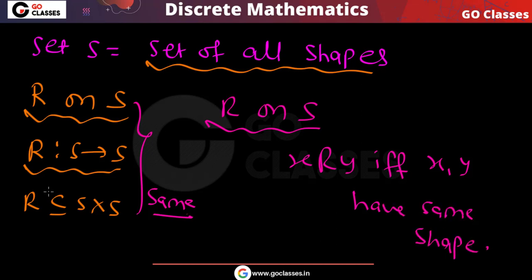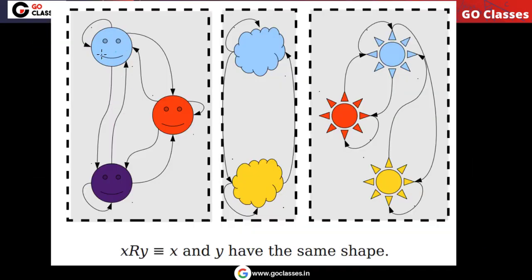So you can clearly see that this type of relations are equivalence relations. This is a relation, and we are saying X is related to Y if and only if they have the same shape. So for example, these three, this and this, have the same shape, and these have the same shape, and these have the same shape. You can notice that.